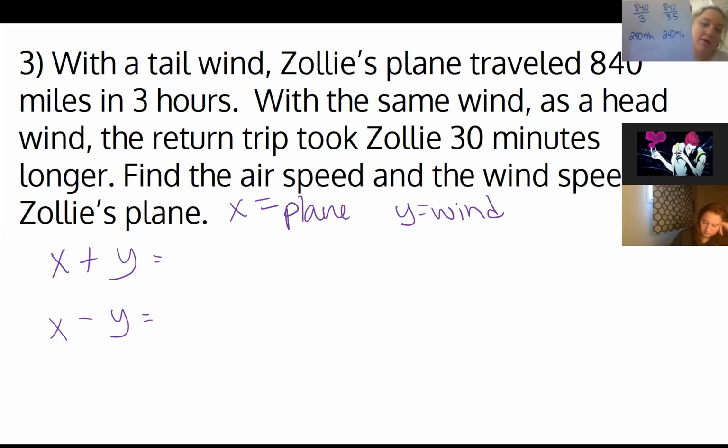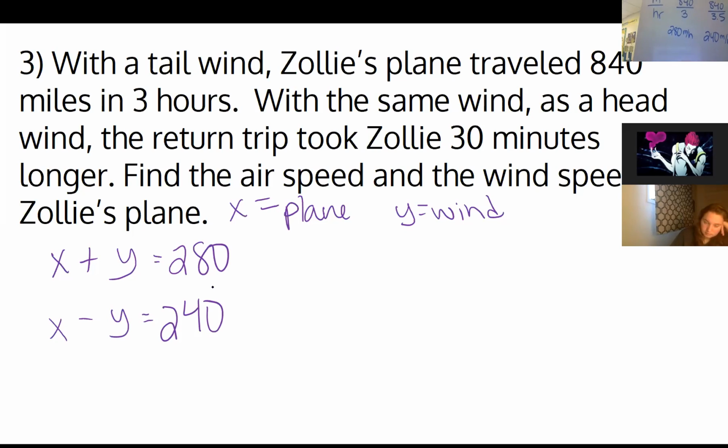That is what we're going to make our equations equal to, either 280 or 240. Now let's think about it. With wind, it helps us go faster, right? So this is my faster time. With my wind, we went 280 miles an hour. Without the wind, we went 240 miles an hour. So the wind helps the plane. This is how we always set it up. Plus wind, minus wind, find the two different speeds. Faster speed goes with the wind, slower speed is without the wind.